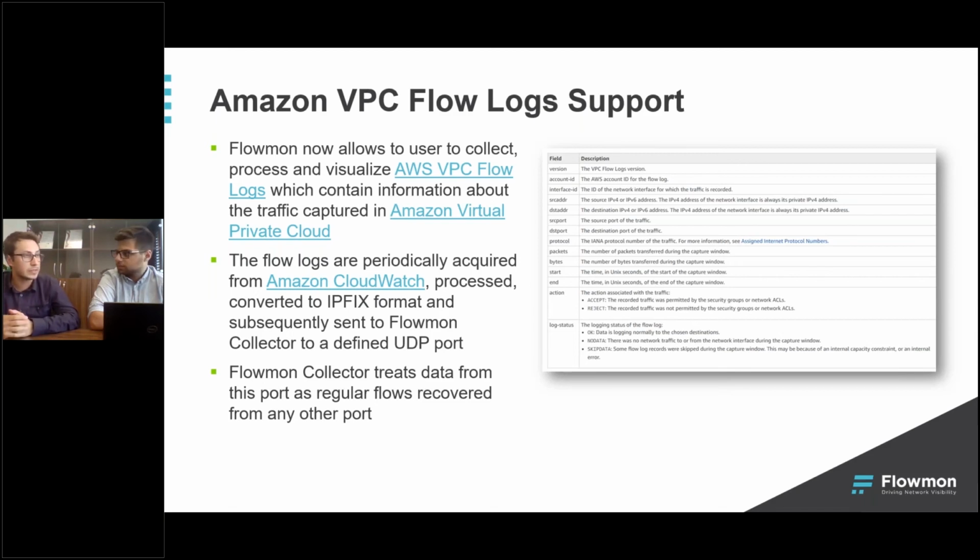We are basically processing it and converting it to IPFIX via our own converting daemon, and sending it to Flowmon collector to a defined UDP port. So in a way, it then behaves as normal flow logs, and you can do the same operations as with normal flow logs. You can create reports, go into analysis, go down into details, and check what's going on.